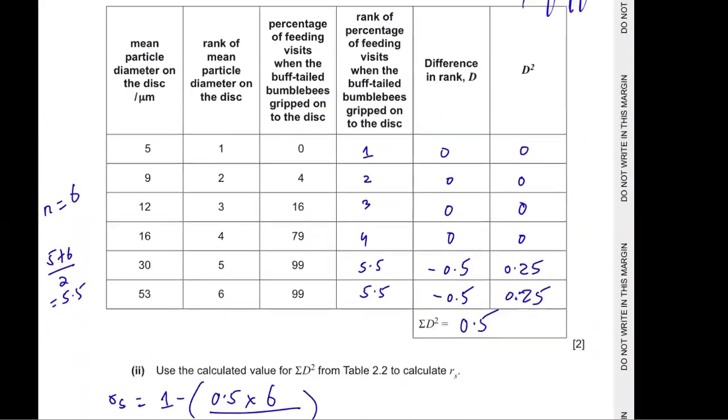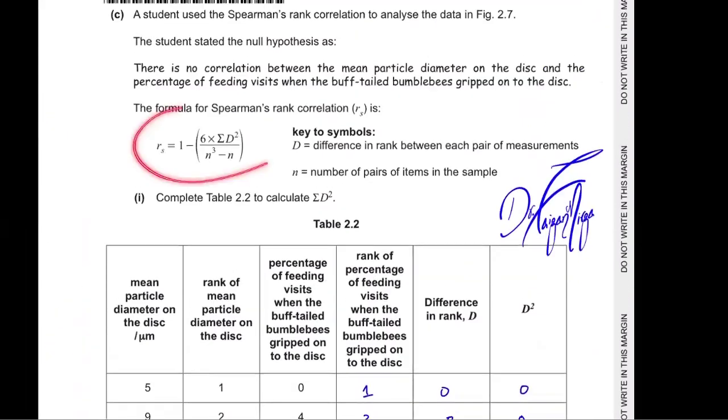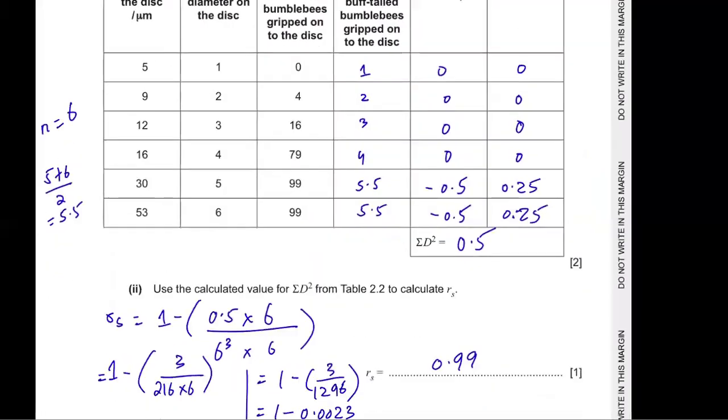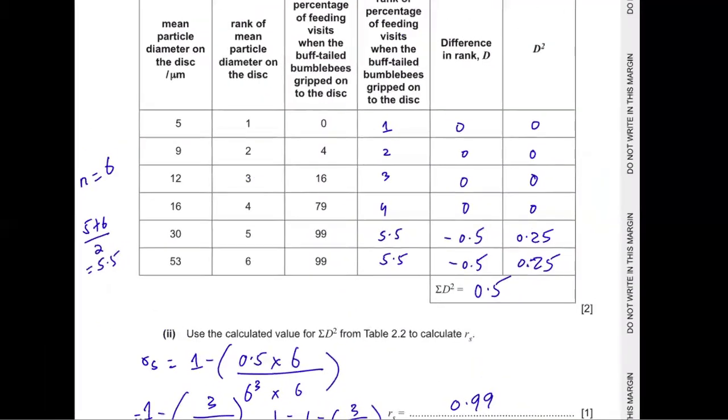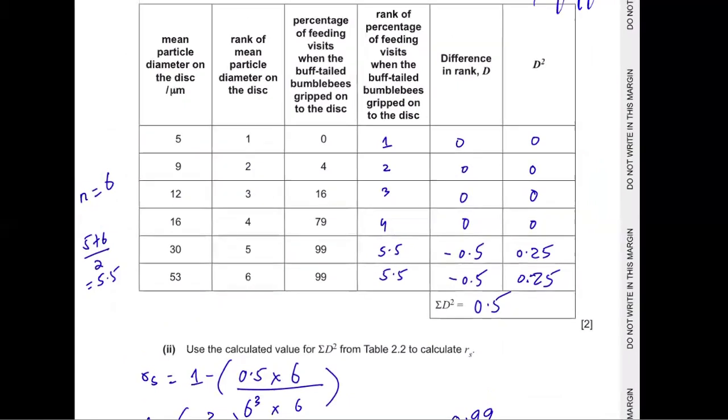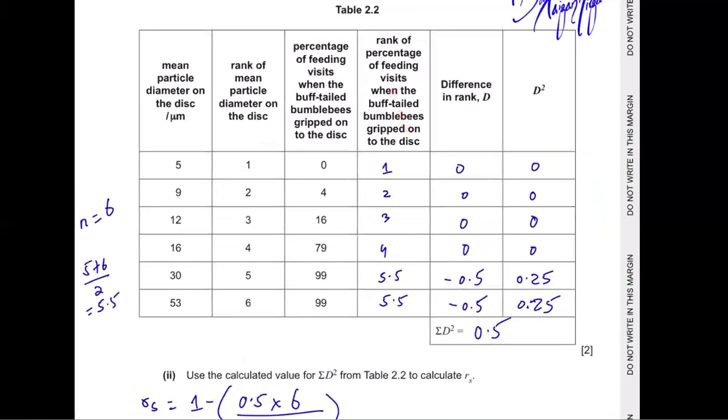What you will do is solve this formula, n cubed minus n, with d squared. So where do you get all these values? The mean particle diameter settings are 1, 2, 3, 4, 5, 6, so your n will be 6 here. The ranks are already given to you. What will you do? You will just rank the percentage of the bumblebee in order.